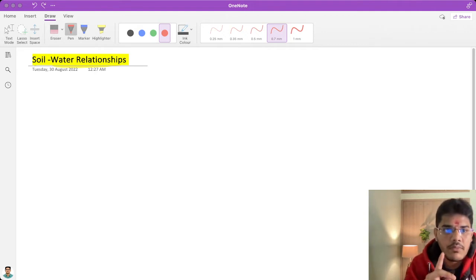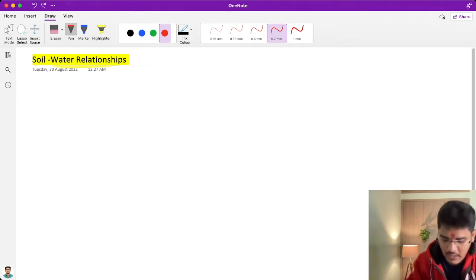One by one, I will write the formula, and later I'll derive it. In each video, I'll derive one formula, so 12 to 13 formulas will be there. Those are soil water relationships, and these are very important in solving numerical questions, especially from this chapter. So first let me write a formula, and then I will derive it.